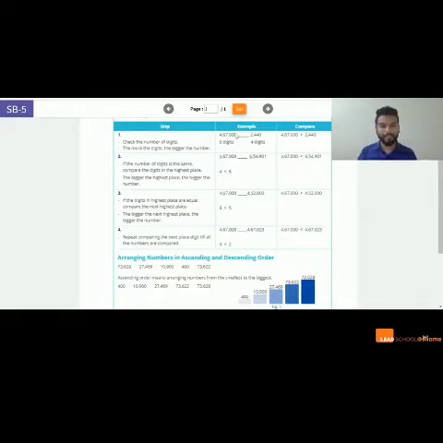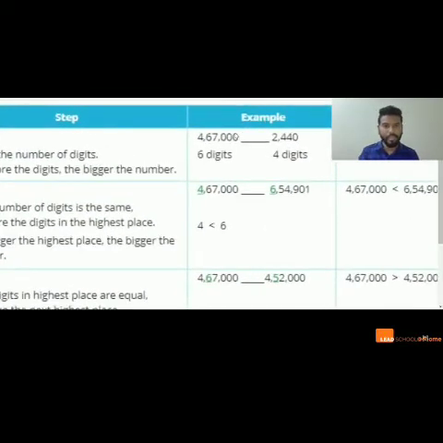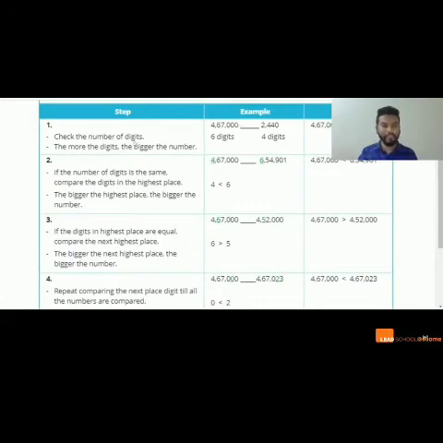Okay, if you look at this number, this is a 6-digit number. 1, 2, 3, 4, 5, 6. And this is my 4-digit number. 1, 2, 3, 4. Both are in standard form. When I look at the periods, I clearly know this number is bigger. So first I will check the number of digits. The more the number of digits, the bigger the number. In this case it's very easy because this has 6 digits, this has only 4, so I know the 6-digit number is bigger.